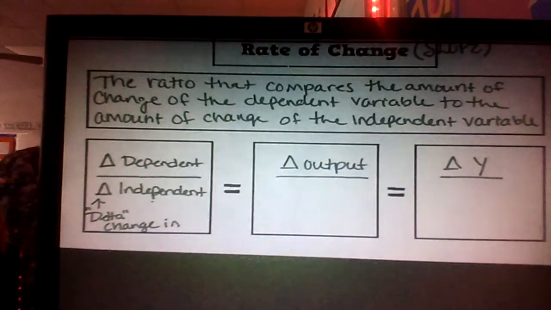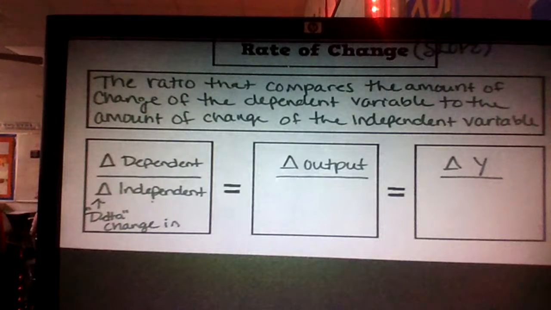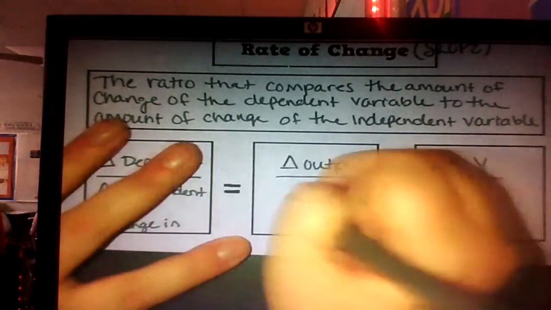So all of these things are equivalent, which means what? What does equivalent mean? Equal. Okay, think about the beginning part of the word, equiv. Looks like equal. Okay, so on the top, I want to put the change in my output or the change in my Y. So in the bottom, we want to put the change in the input or the change in our x.